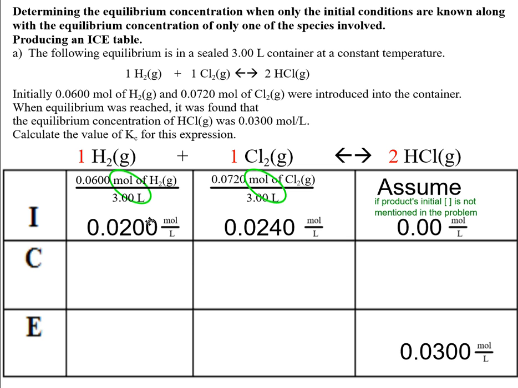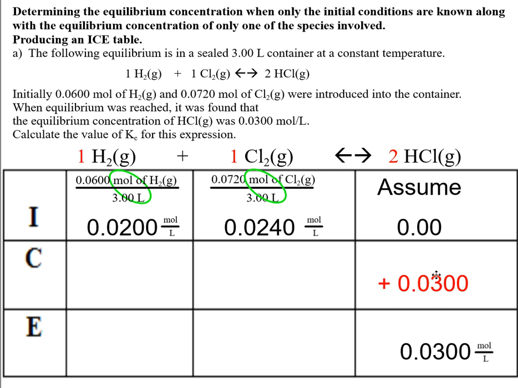Next, we calculate what we have, and these are our values. Please make sure that if the product's initial concentration is not mentioned in the problem, we assume it to be 0. The next thing we do is find the column that has 2 sets of information so that I can calculate the change. So here are my 2 sets of information. This column is 2 out of 3 complete. Therefore, I know if I start at 0 and I end up at 0.03, the change must be an increase of 0.03 moles per liter.